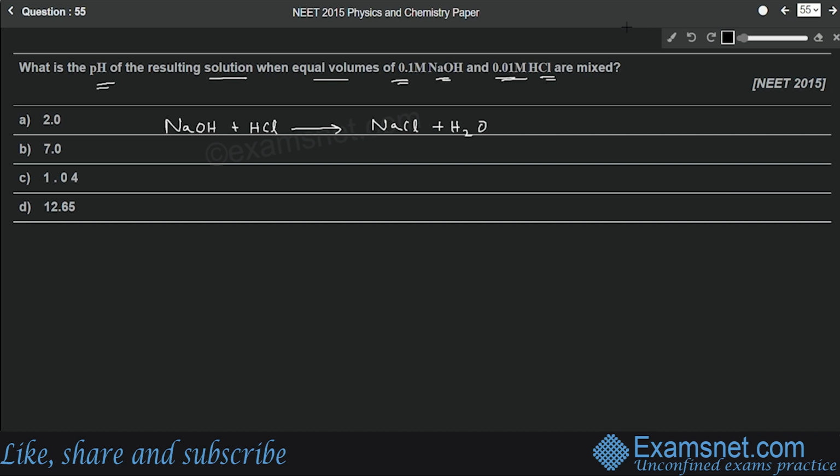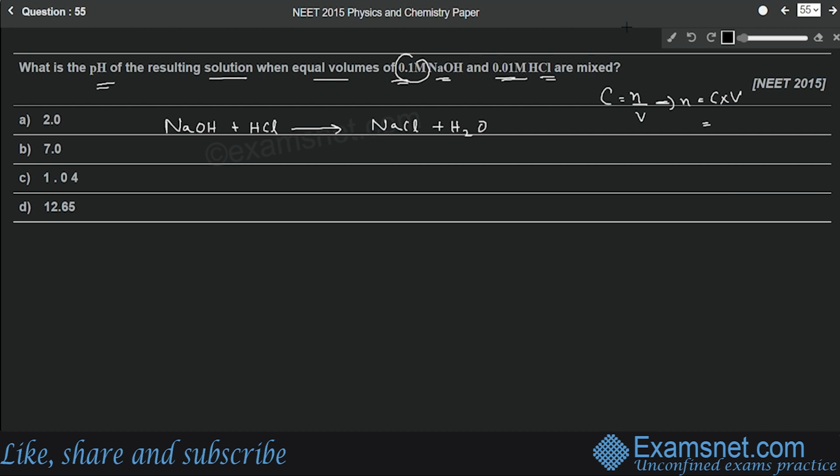Now, the concentration of NaOH is 0.1 molar. And we know that concentration is equal to number of moles divided by volume. So what will be the number of moles? It will be equal to concentration into volume. We don't know the volume.